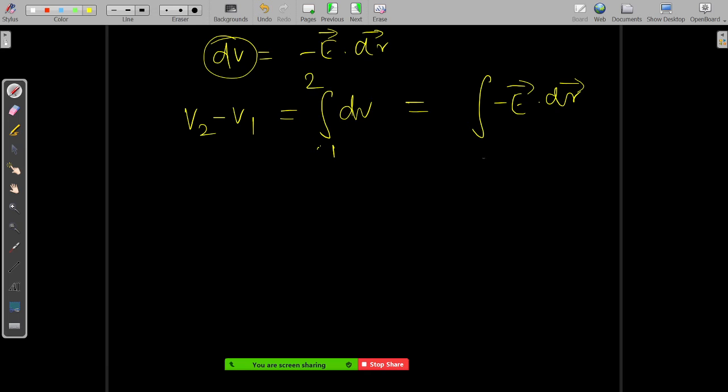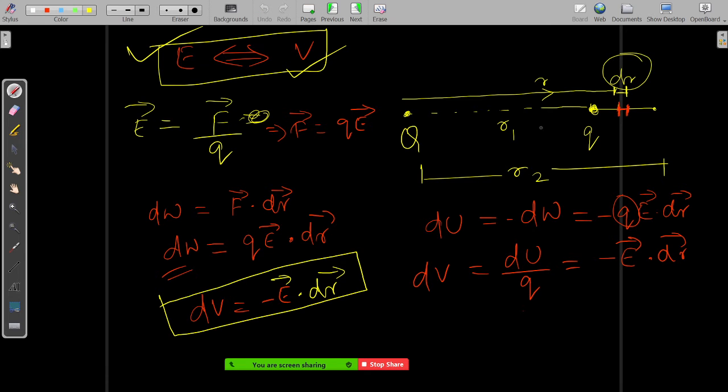Uncle, can you just show the previous page? Just copy that one. One second.